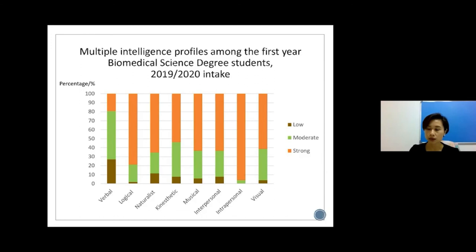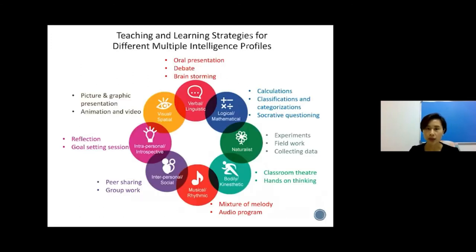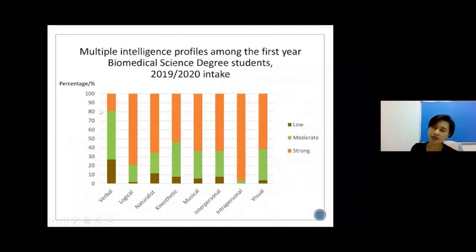So after we know the profile of our students, now we come up with different strategies which we can use for different groups of the multiple intelligence. So for example, here we have come up with a few items that we can use as our teaching strategy. For those students who are very good in verbal, we can set a debate session, brainstorming session, or maybe oral presentation. But for this group of students, as we see from the results, that may not be a good idea.